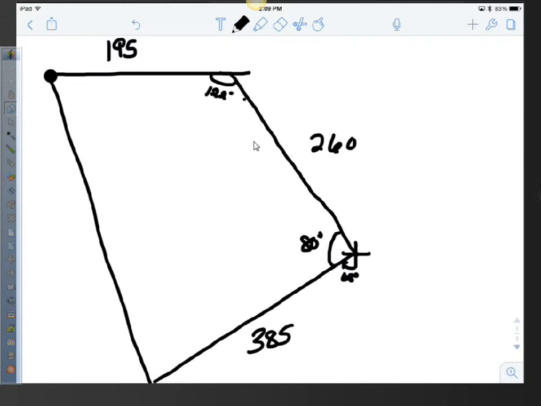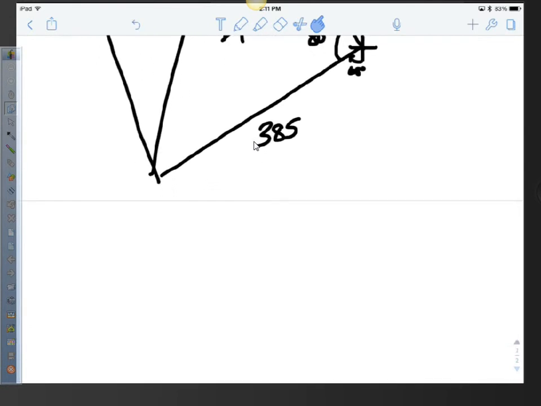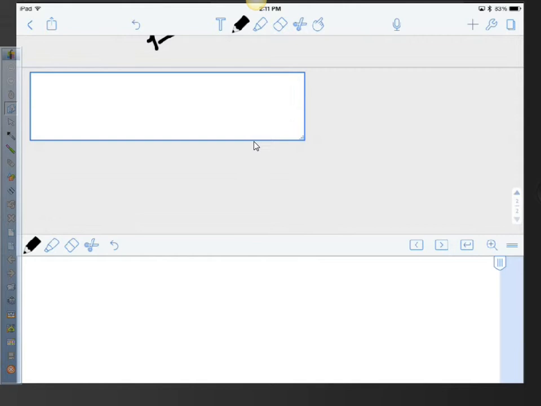Okay, so now I have over here triangle 1, and over here I've got triangle 2. And which one do I already have enough to know to find? Triangle 1, right? So let's find the area of triangle 1. Area of triangle 1 is going to be equal to 1/2. What are the two sides we know? 260, 385, sine of 80 degrees.